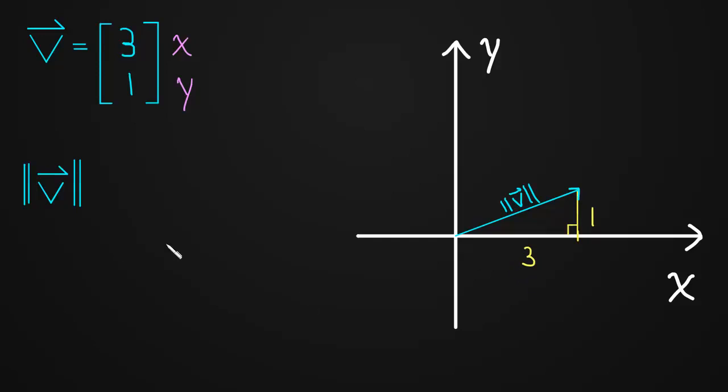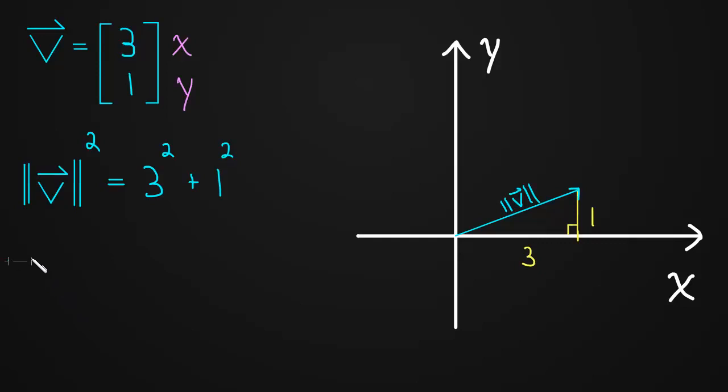And so we could just use the Pythagorean theorem. The length of v squared is equal to the 3 squared, the base squared, plus the height squared. So 3 squared plus 1 squared. This is a direct application of the Pythagorean theorem.